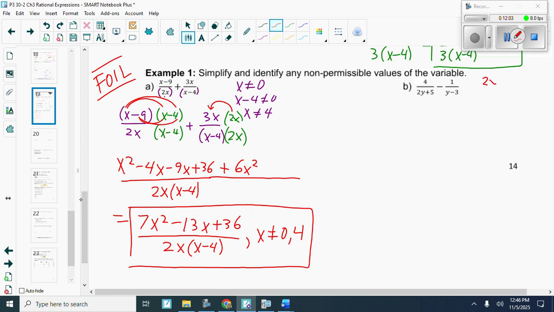So we have 2y plus 5 cannot equal 0. So then y cannot equal -5 over 2. I'm summarizing. If you want to show it, subtract 5 on both sides and then divide by 2. And then we also have our y minus 3. That cannot equal 0. So y cannot equal 3.